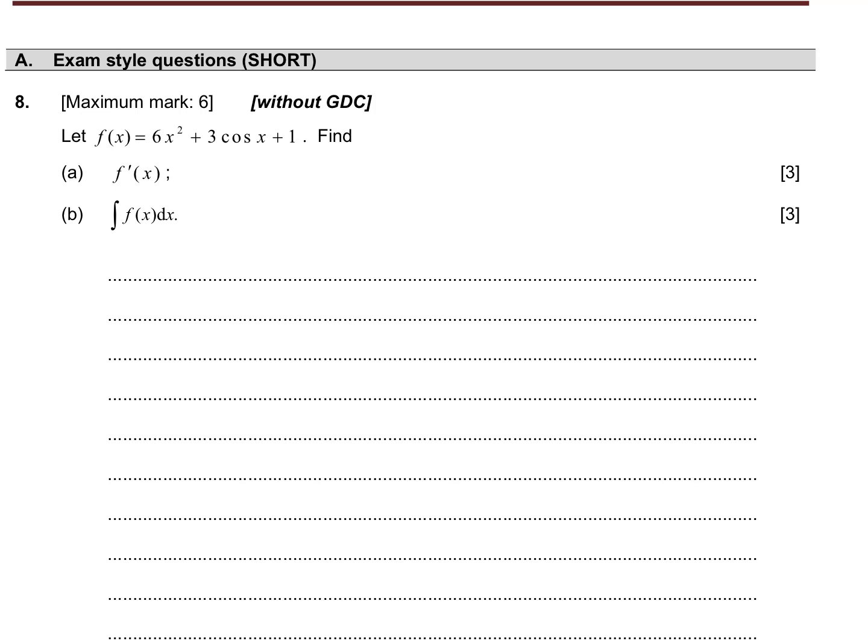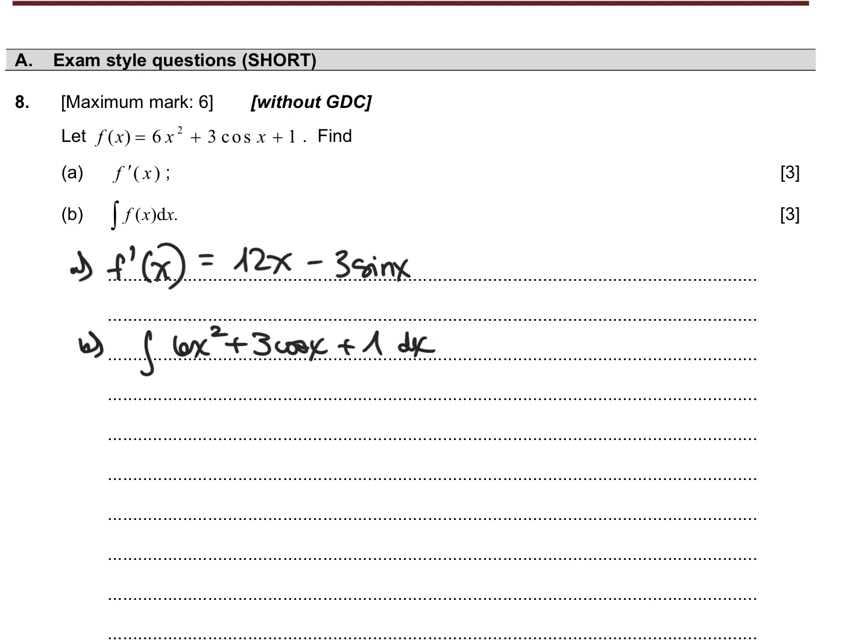All right, so we've got f of x, find the derivative. Okay, so that's 12x plus, actually minus 3 sine x, because the derivative of cosine is negative sine. 1 goes away. And then b, the integral of 6x squared plus 3 cosine x plus 1 dx is equal to, add 1, divide by that thing. That's the power rule.